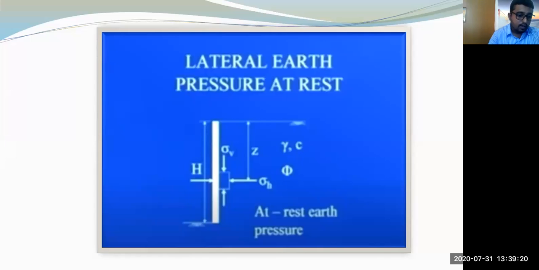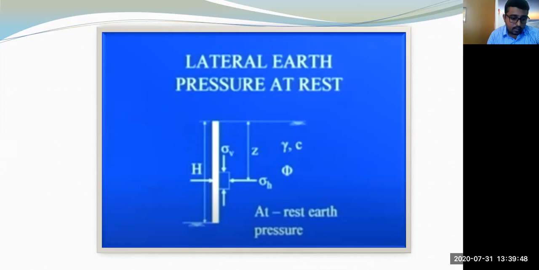Now, after knowing all these three types of lateral earth pressure, which act on the retaining structure due to the presence of backfill, let us analyze the cases one by one, and see how exactly we can estimate the lateral earth pressure in these three different conditions. So first, let us have a look at the estimation of lateral earth pressure at rest condition.